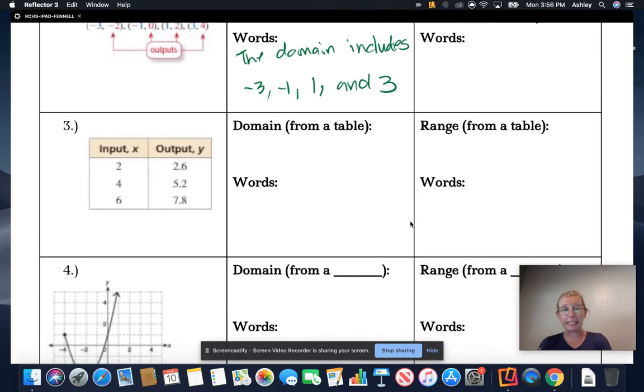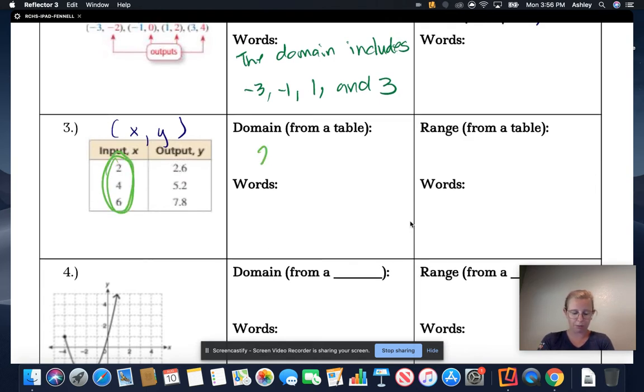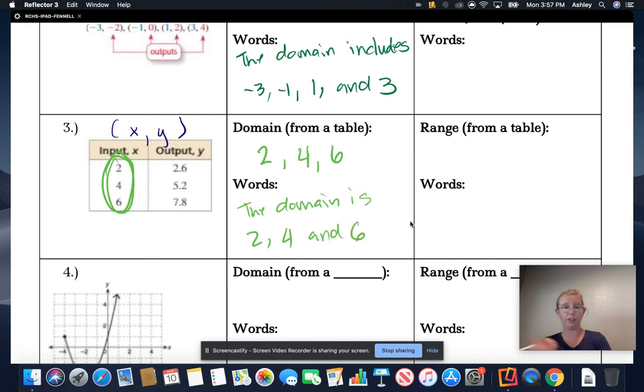All right, same idea from a table, because really what we have here is an ordered pair, right? So here we have our x value and our y value. So the table is going to be just like the previous example. So our, let's use a different color. Our input values are going to be our domain. So it would be 2, 4, and 6. In words, the domain is 2, 4, and 6. The input values, that's all we know.